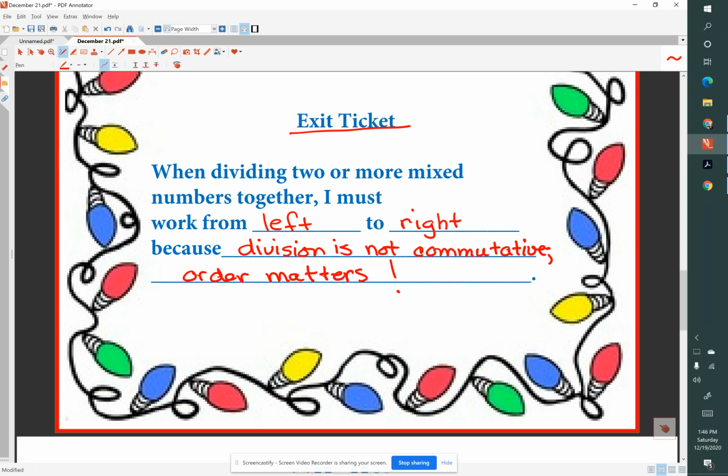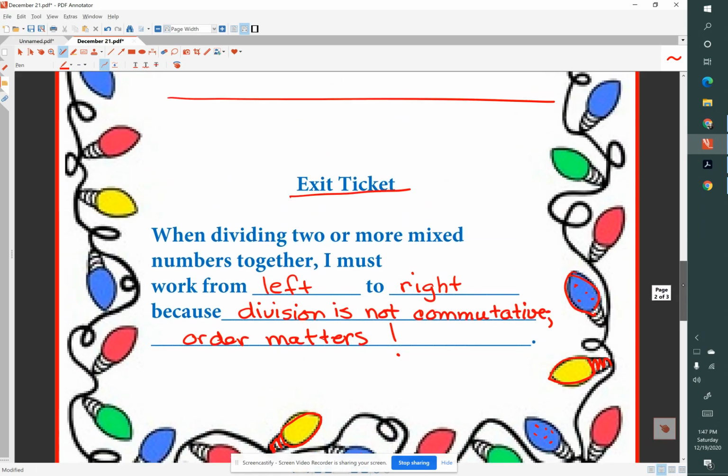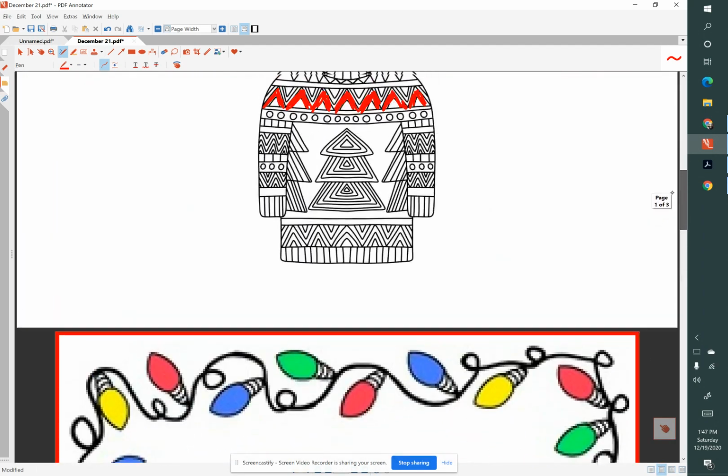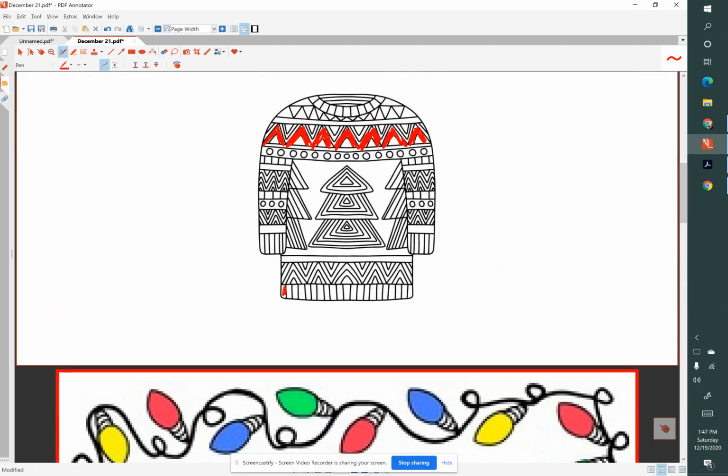So good job. I hope you're having fun with this, even though we're working very hard. I'm going to color in some of your light bulbs to make them a little more fancy. And you can go back if you have a few extra minutes and you want to color in that ugly sweater and do something with that to make it even uglier or maybe even prettier. That's really up to you. But go ahead and pat yourself on the back for a job well done.